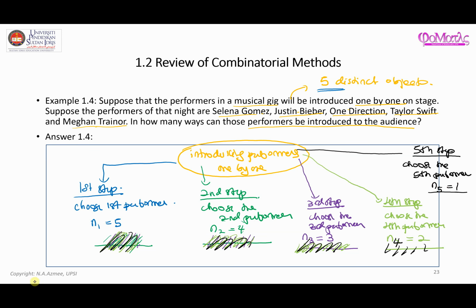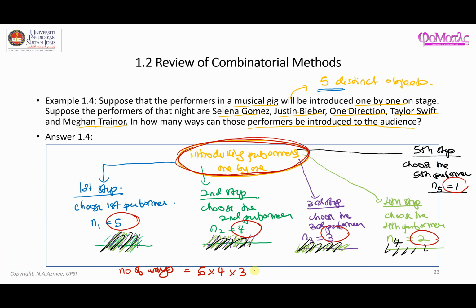Okay, therefore if we go back to the major problem, how many ways can you introduce the performers one by one? The number of ways is going to be, according to the basic counting rule, you just multiply this value with 4, with 3, with 2, with 1. So here we will have 5 times 4 times 3 times 2 times 1, and this is equal to 20, 60, 120 ways of introducing these performers.